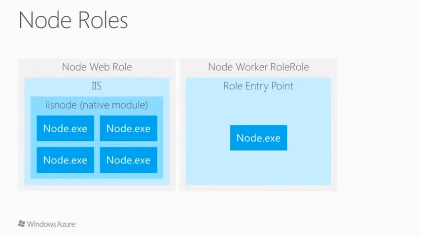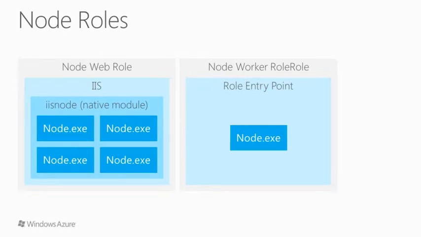The web role has IIS installed and uses IIS Node to host your application. You get the added benefits of process management, scalability on multiple cores, auto updates, access to logs over HTTP, and hosting side by side with other languages. Additionally, you get the integrated IIS management experience.